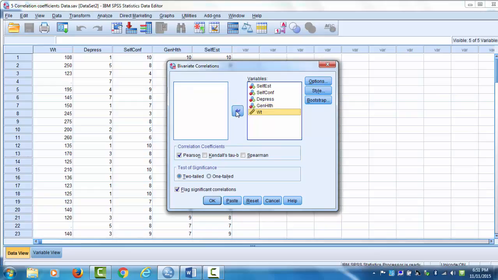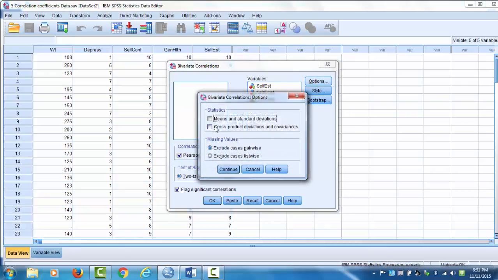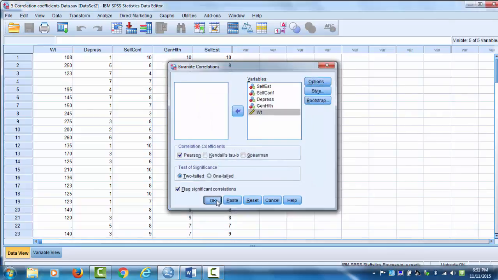Now, if you have a larger data set and you put the wrong variable in, you can just highlight it, and notice the arrow is pointing the other way. You can move it back, but I want it in the variable box. Then I'm going to click on Options, click on Means and Standard Deviations, click on Continue, and then click on OK.